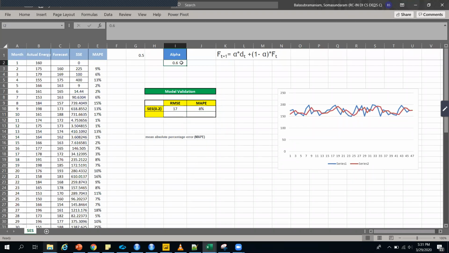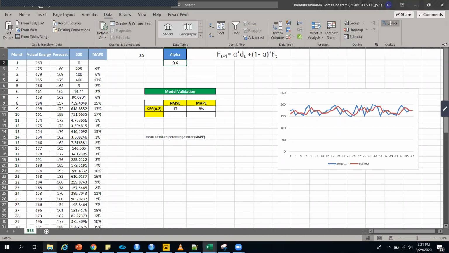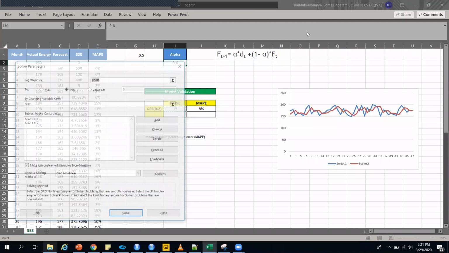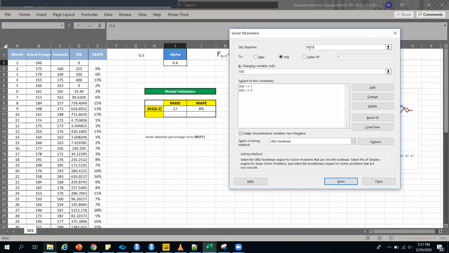Hyperparameter tuning. Here the hyperparameter, as I told, is alpha. I want to see which is a good alpha value so that my root mean square error is less, as low as possible. So I am going to Data. I have my Solver already here, and in the Solver I'm creating a target search. The objective here is I10, which is my RMSE. At present, the value is 17.